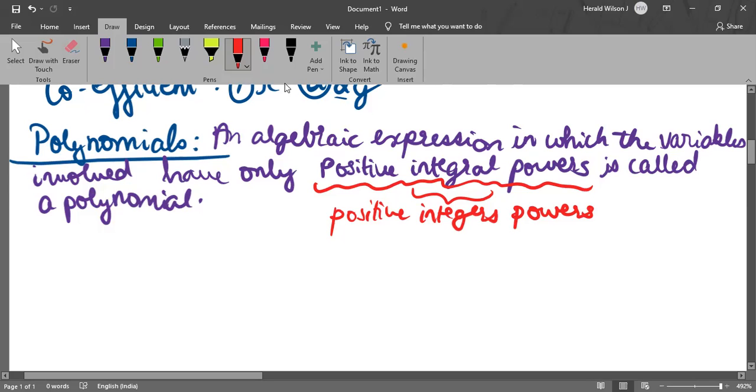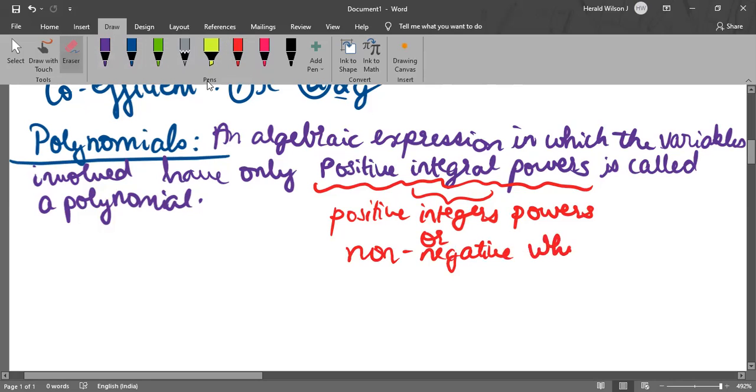You can see that this means positive integer powers, or non-negative powers, you can say. That is giving us the same meaning, not a very big difference. So that is what positive integral powers mean. An algebraic expression in which the variables have only positive integers as the power is called a polynomial.